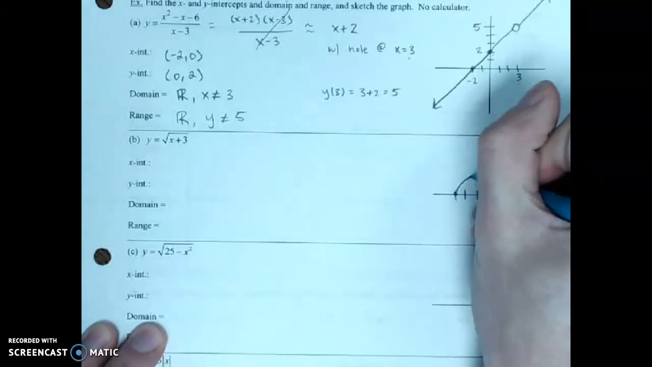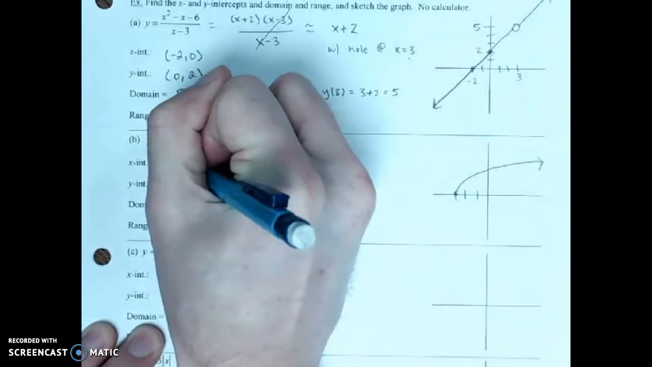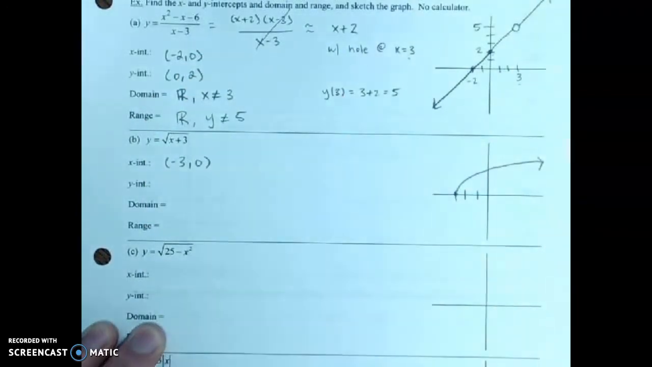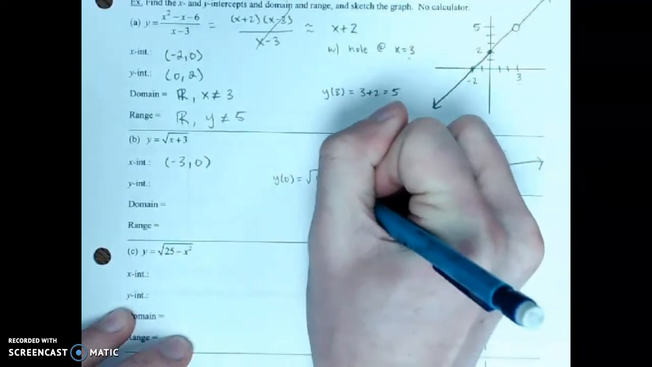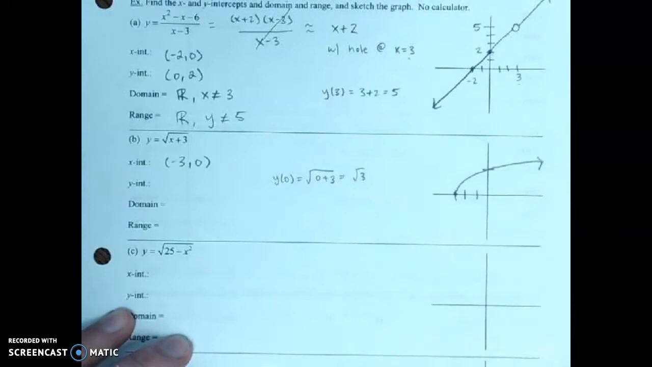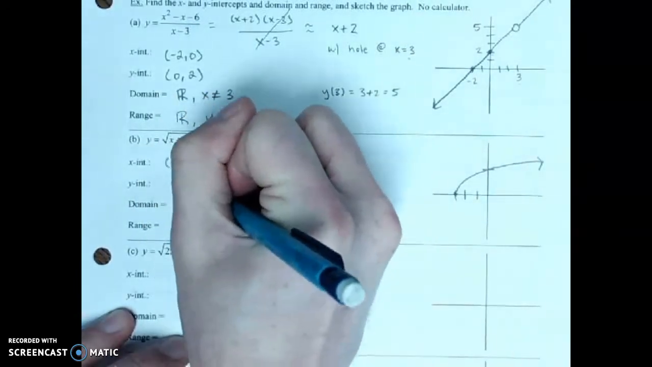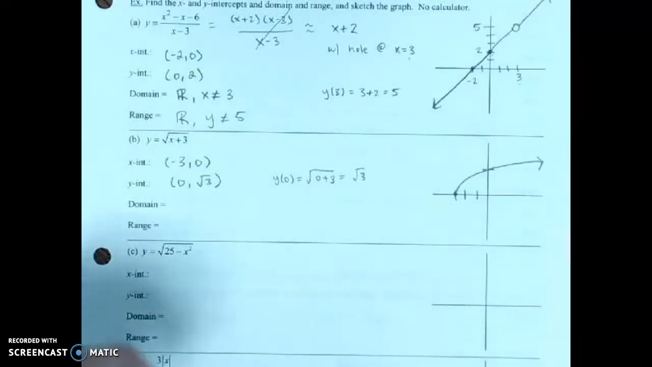So the graph is going to look something like this. We know the x-intercept is like here, it's negative 3. For the y-intercept, you would just plug in 0. So if I plugged in 0, you end up getting the square root of 3. It's an ugly number, but that's okay. It's a number just as much as the negative 3 was. So it's an ugly y-intercept.